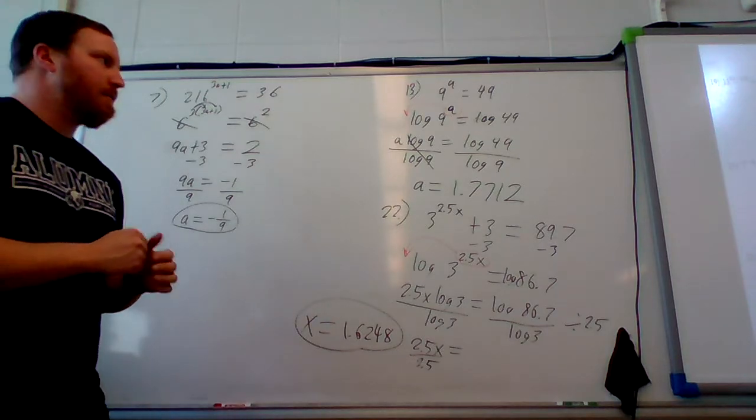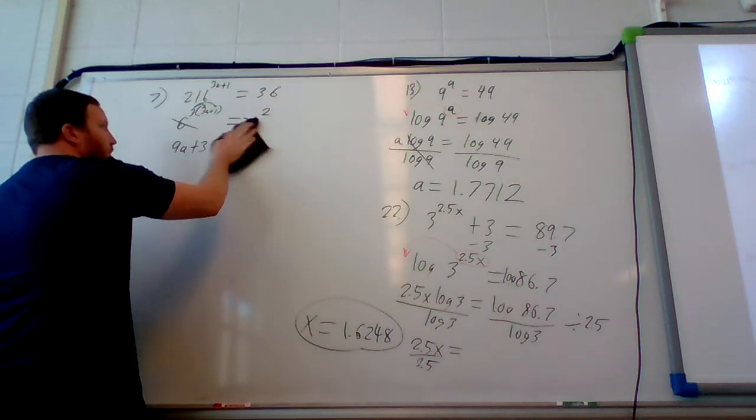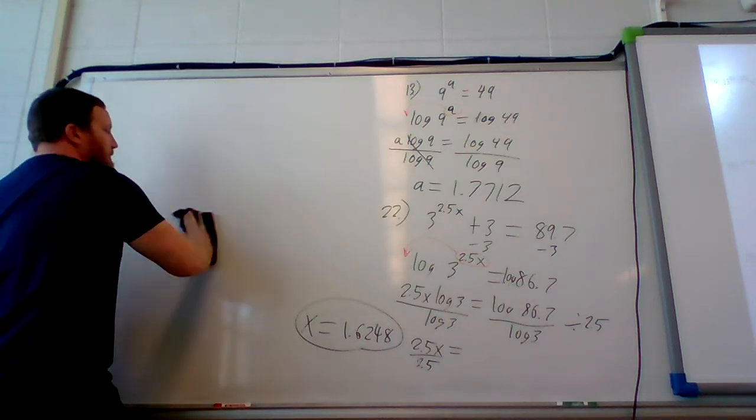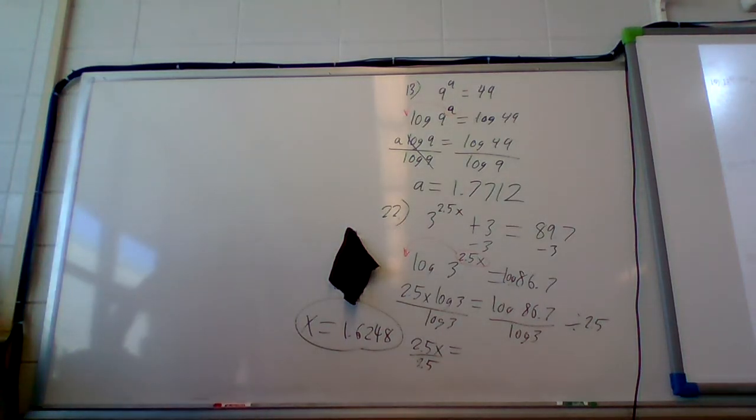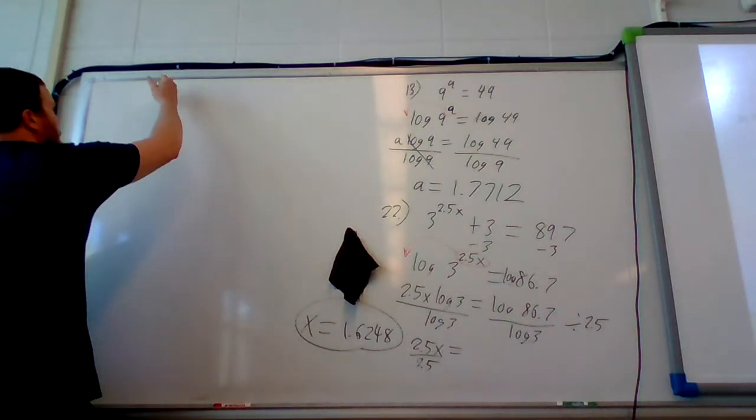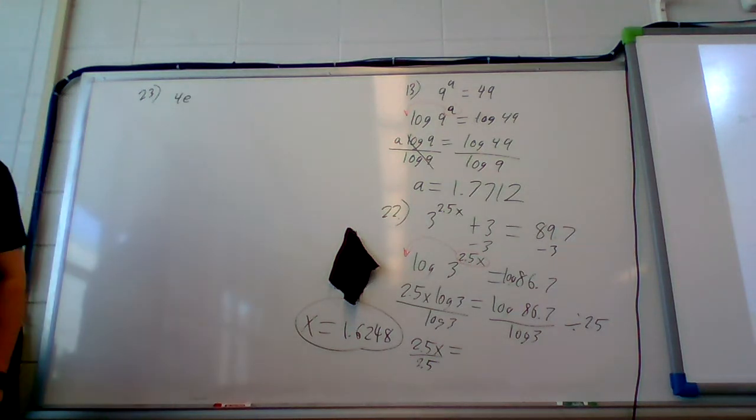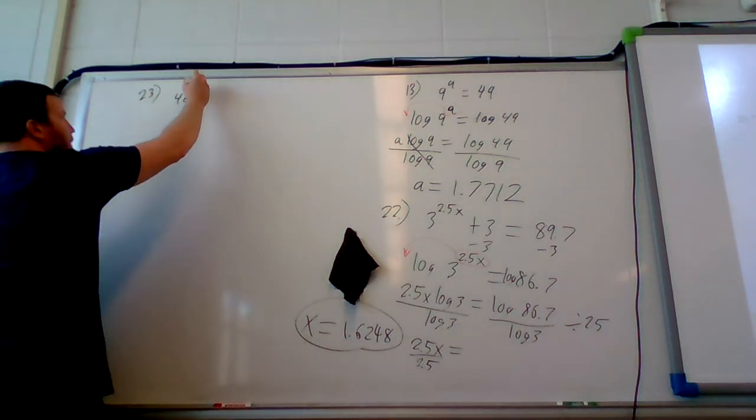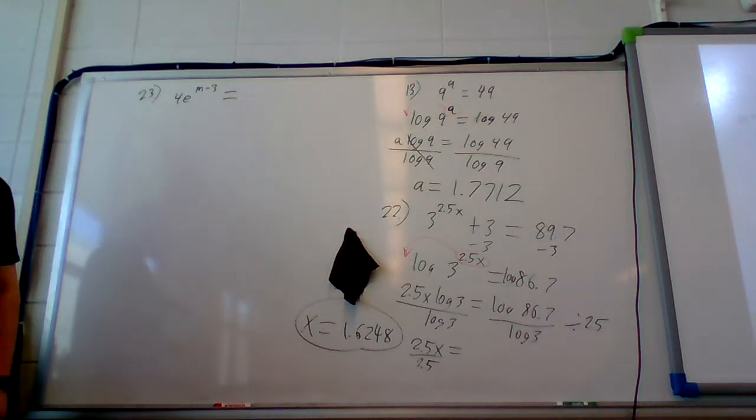Any questions on that? So you guys want to pick another one? 23. 4 e to the n minus 3 equals 29.